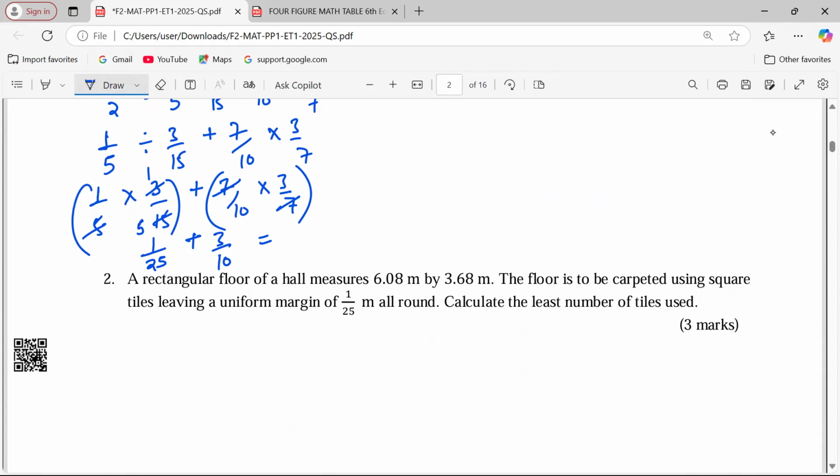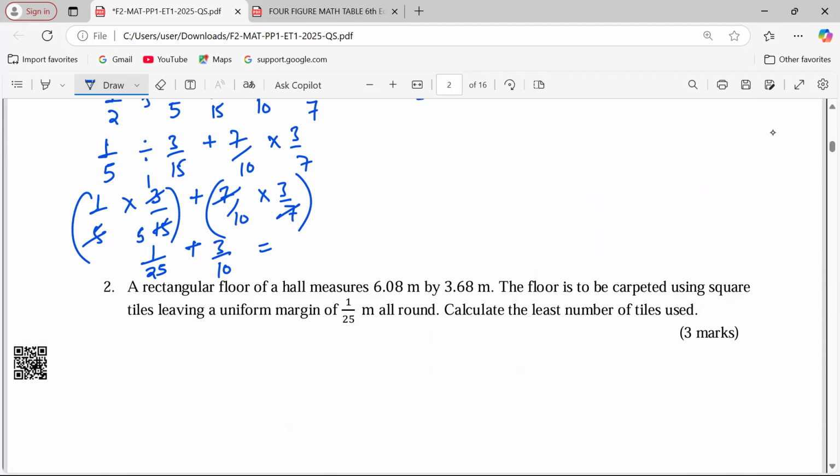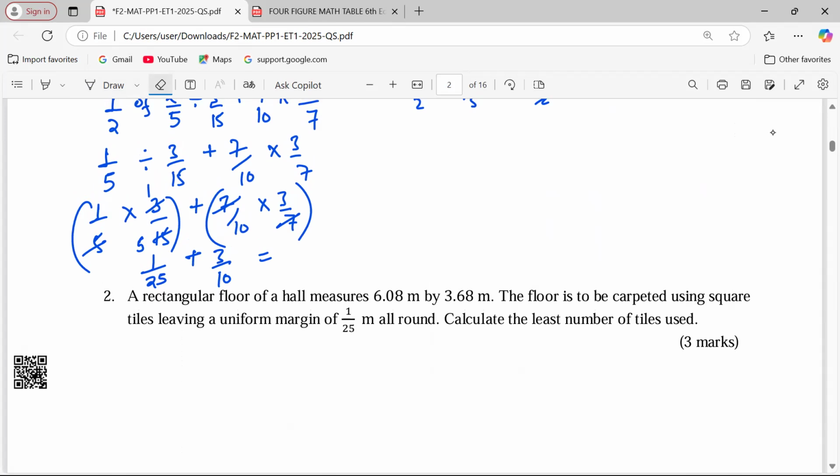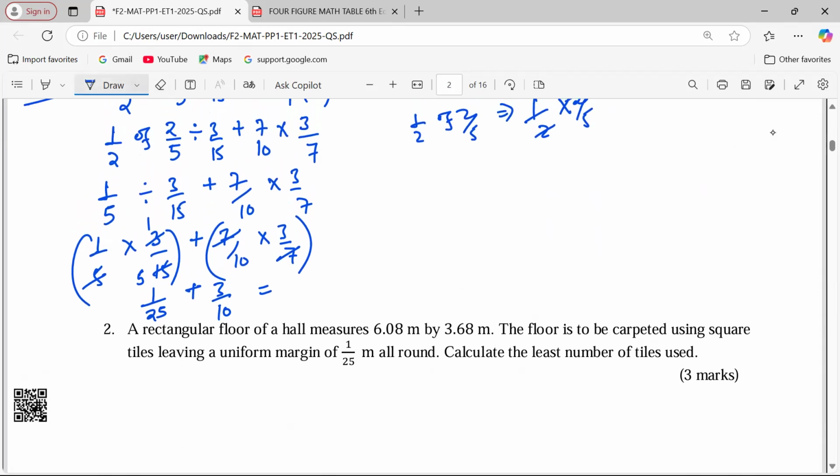We are supposed now to add this, and I'm supposed to confirm whether this multiplication is done in the right way. Let's check whether we are doing it in the right way. There's this step. Let me change my color for you to see what we are talking about. At that stage, it's good for you to know that 1 over 5 divided by 3 over 15 means multiplying by the reciprocal that way.